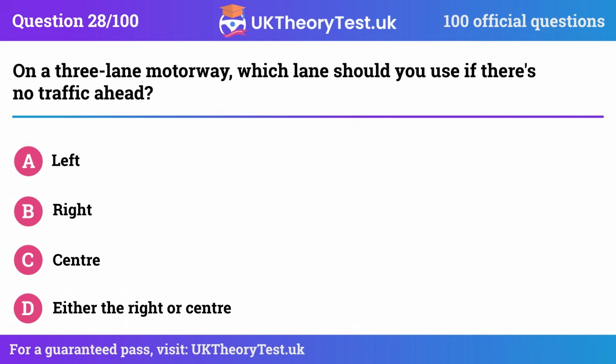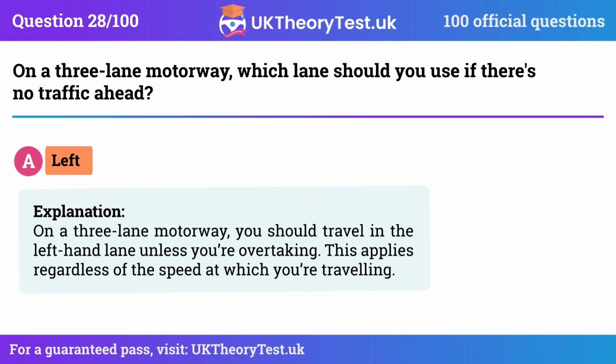The correct answer is A. Left. Explanation: on a 3-lane motorway, you should travel in the left-hand lane unless you're overtaking. This applies regardless of the speed at which you're traveling.